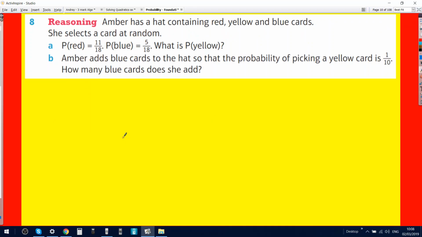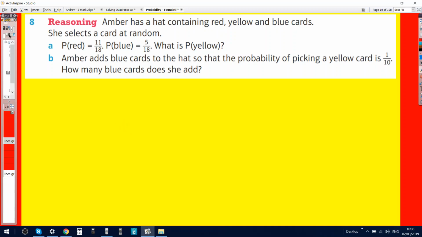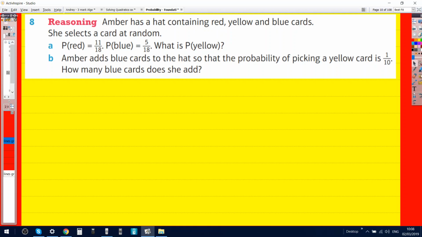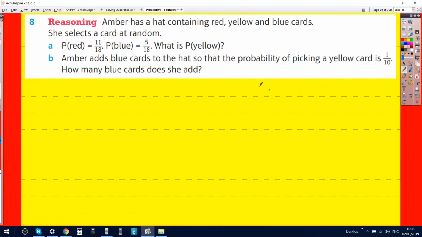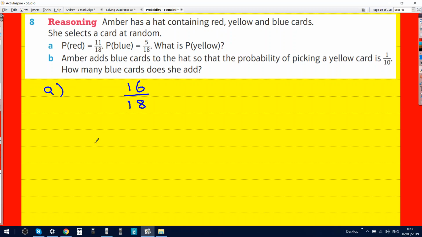Okay. Let's see this. Okay, part A. She selects a random card. P red is 11, and P yellow. So 11 plus 5 would make 17 over 18. No, sorry, 16 over 18. That would be the probability of both of them. So for yellow, it would be 2 over 18, because that's what's left. Yeah, and so it's 18 over 18 minus that.